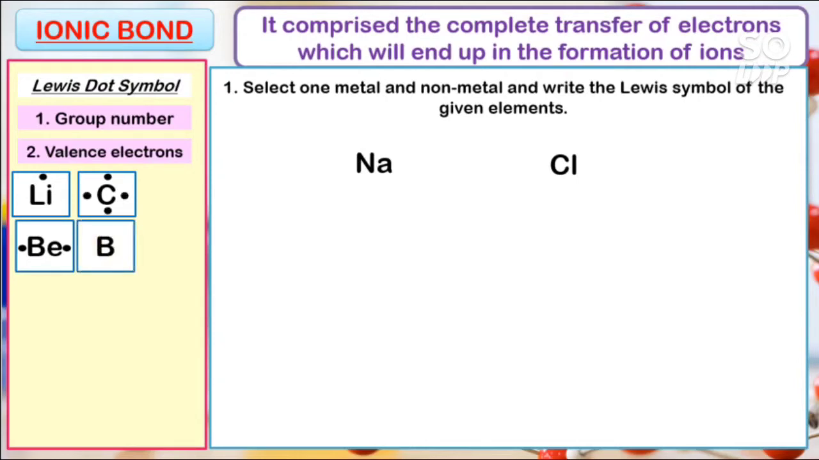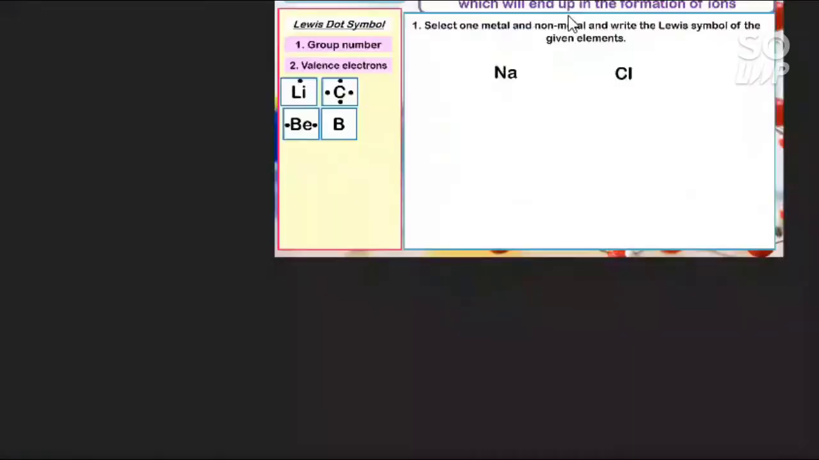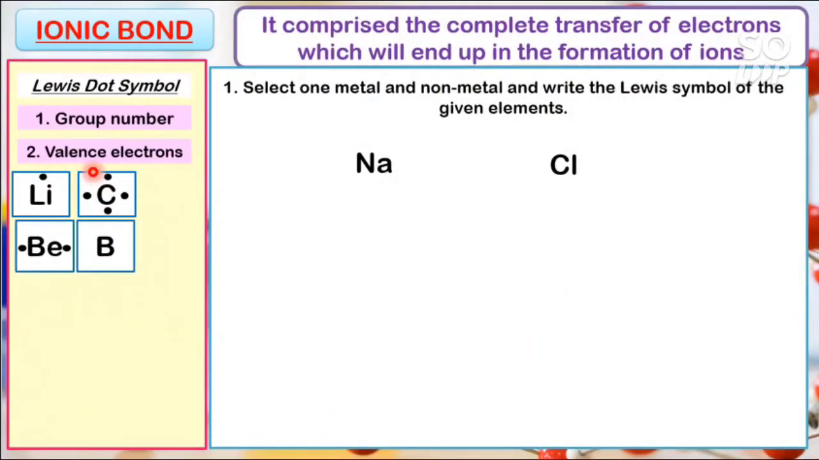How about boron? Boron is in, let's see the periodic table, group number 3. So group 3 means 3 valence electrons and 3 dots. 1, 2, 3. Oxygen belongs to group 6. Group 6 means 6 valence electrons and 6 dots. So 1, 2, 3, 4, 5, 6.